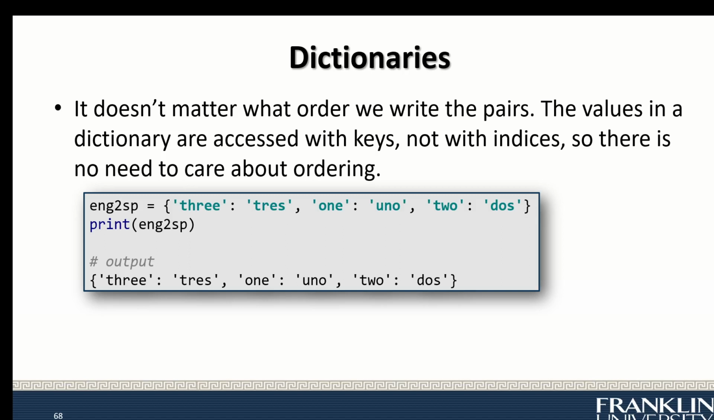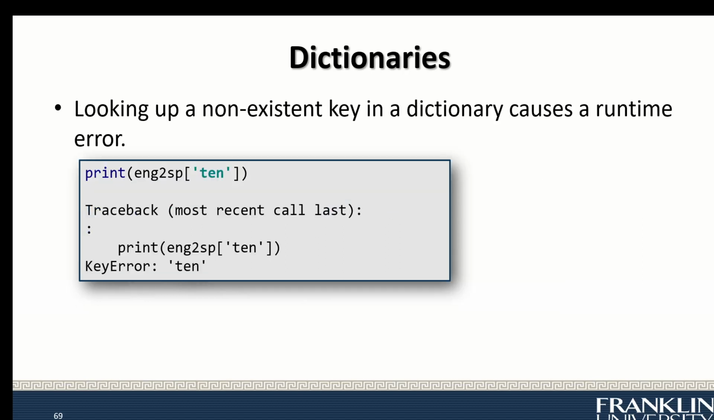Because in a dictionary you are using the key to get the value, it doesn't matter what order you put them in. I can put tres, 3 is tres, 1 is uno, 2 is dos, it doesn't matter, because you are getting the value using the key. There's no index associated with the dictionary. And like list and string, if you look up a non-existent key, then you get an error.